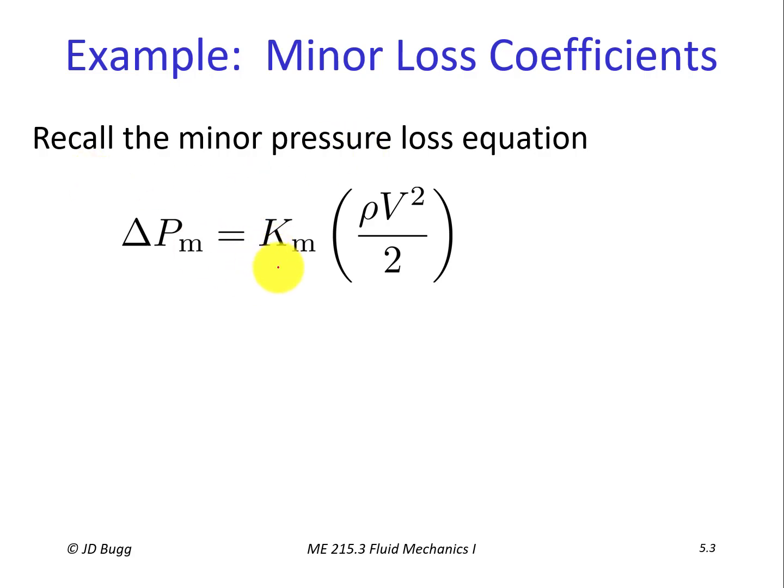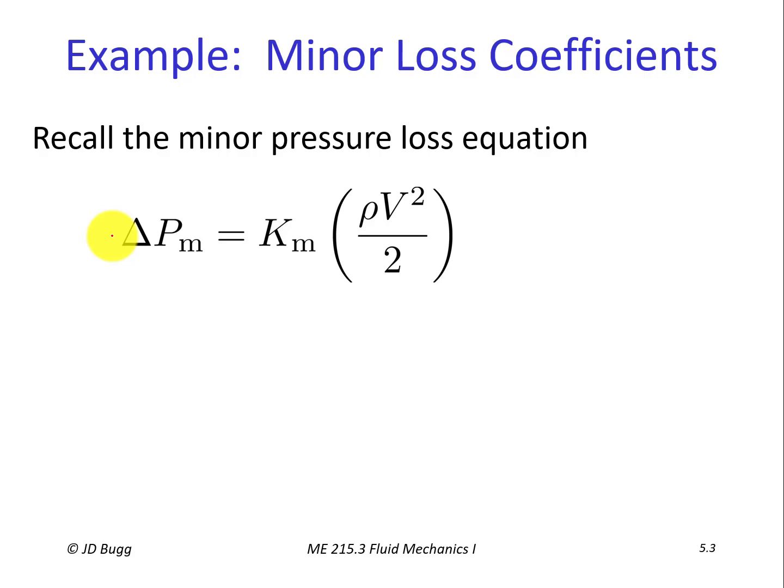So we took a minor loss coefficient, which we probably would have looked up in a table or perhaps on a manufacturer's data sheet, multiplied by the dynamic pressure, rho v squared over 2, and that told us the pressure loss, the minor pressure loss through that particular fitting. So there we were using minor loss coefficients that someone else had determined.